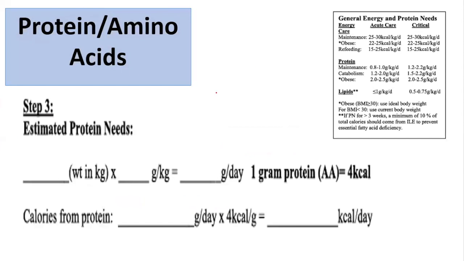For amino acids, we're going to take the patient's weight again, 69, and they're critically ill, so they need somewhere between 1.2 and 2.2 grams per kilogram. I'm going to give them 1.3, and that gives them 90 grams per day. And 90 grams per day gives us 360 calories from our protein.